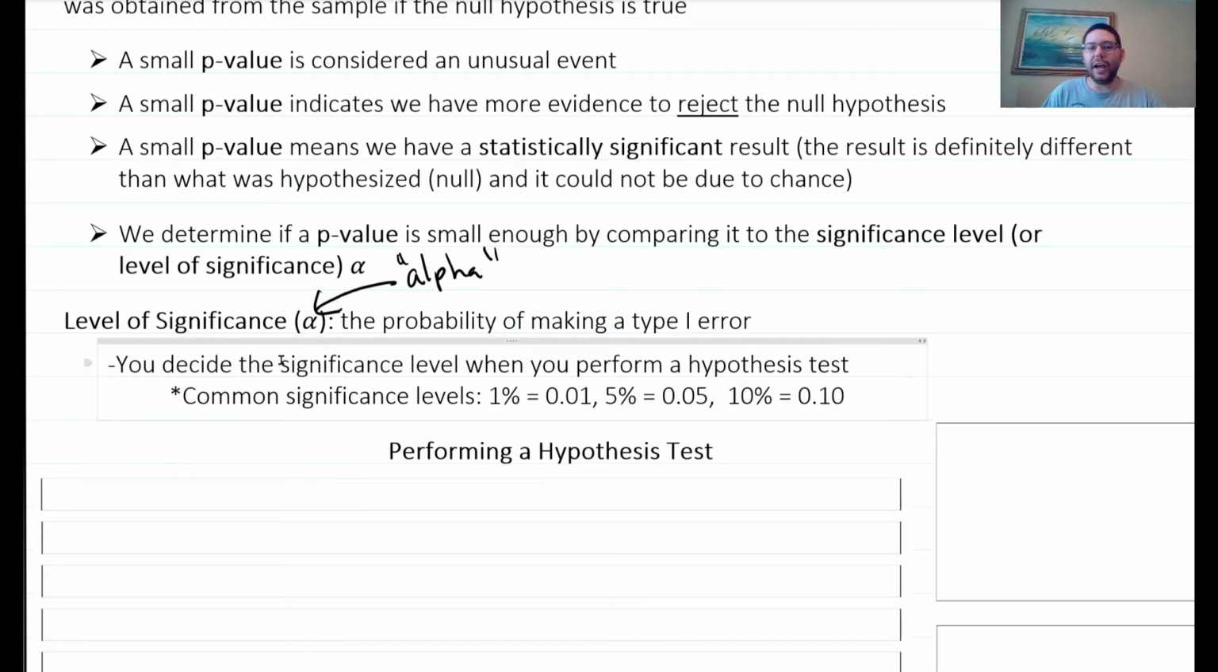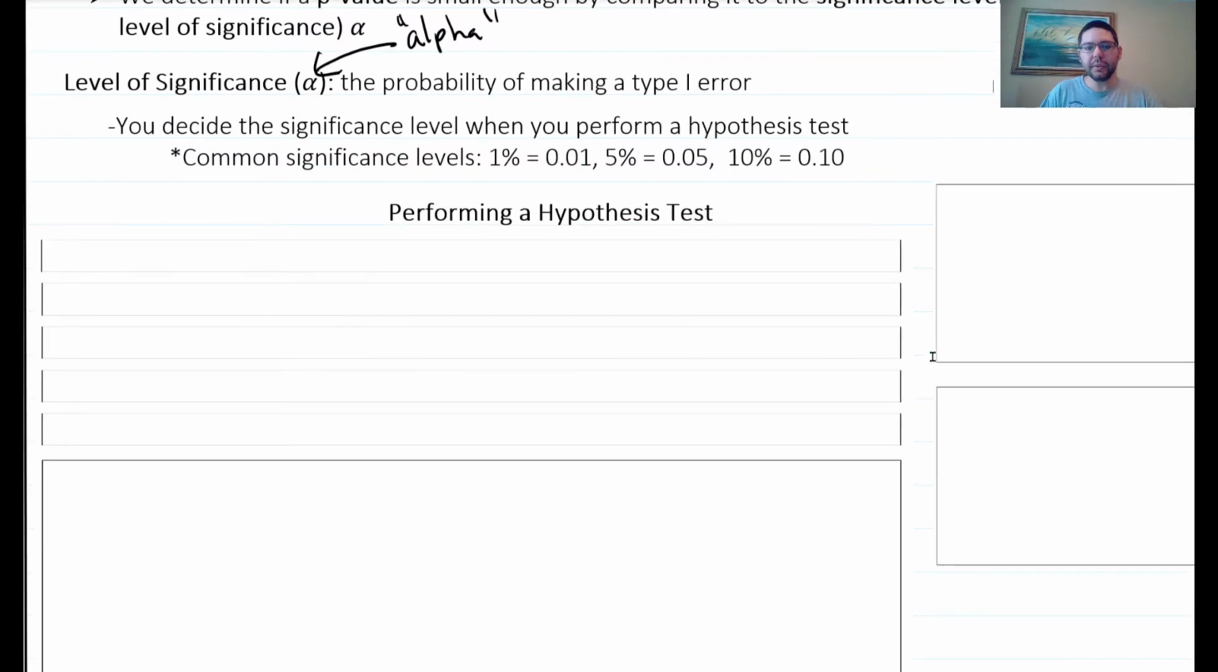Now you get to decide the significance level when you perform the test. So you as the researcher will decide that. However, there are some common guidelines. Some common significance levels are 1%, 5%, or 10%. You can use any other ones in between, but those are the most common ones. So how do we perform a hypothesis test? Let's go over those steps.